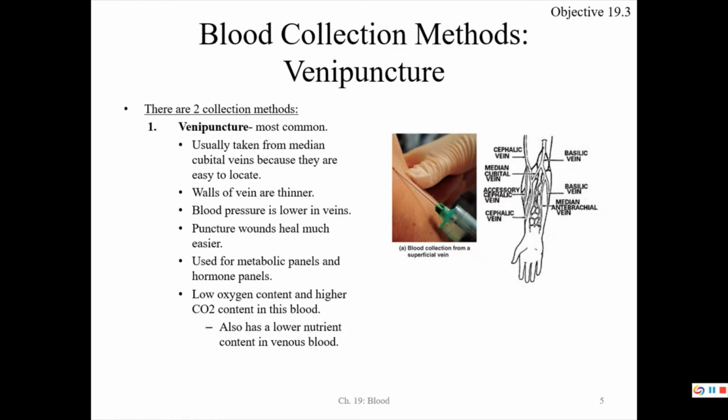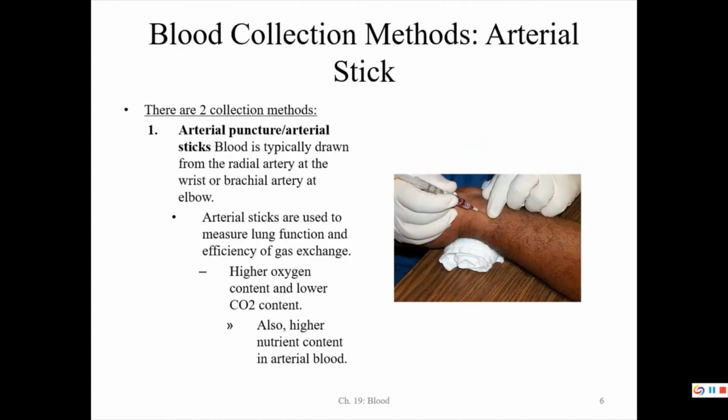Why do we do that? Veins have thinner walls, which are lower pressure, and they heal better. It's used for a metabolic panel. It has a lower oxygen, higher CO2 content, and also less nutrients than arterial blood has.